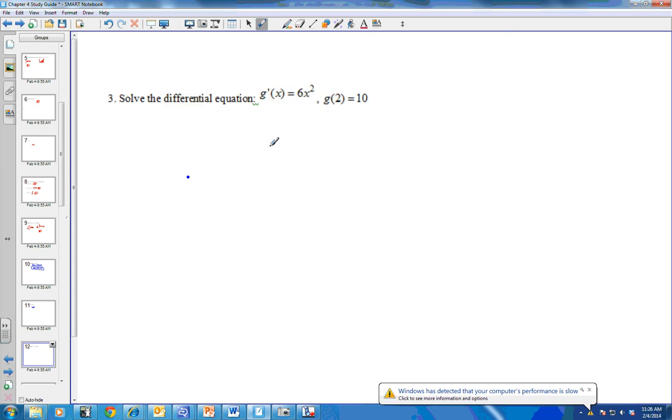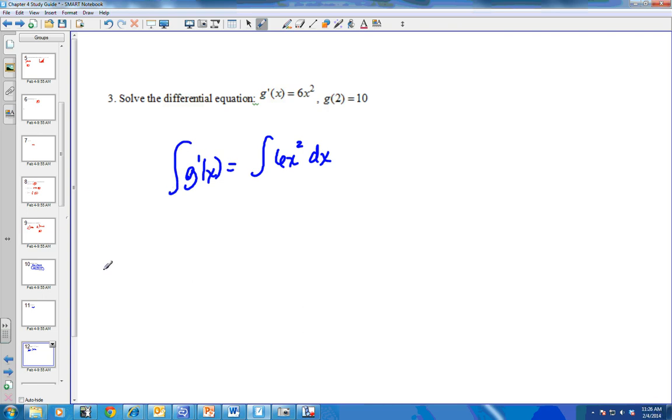So I'm going to integrate 6x squared dx. And I'm actually integrating this side too. When I integrate g prime of x, which is the derivative, then I get the original function back. So g of x equals 6x cubed over 3 plus c. And now they want me to actually solve for c, and that's where this ordered pair comes in. I have the ordered pair 2, 10. So I'm going to plug 10 in for my g of x, or my y. This is actually 2. And I'm going to plug 2 in for my x.